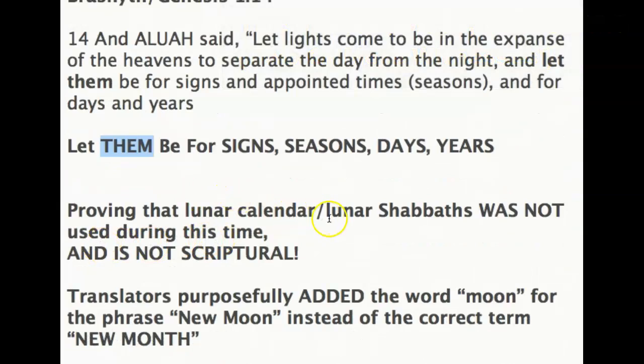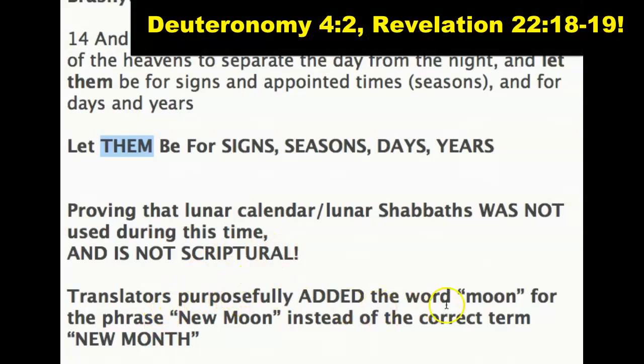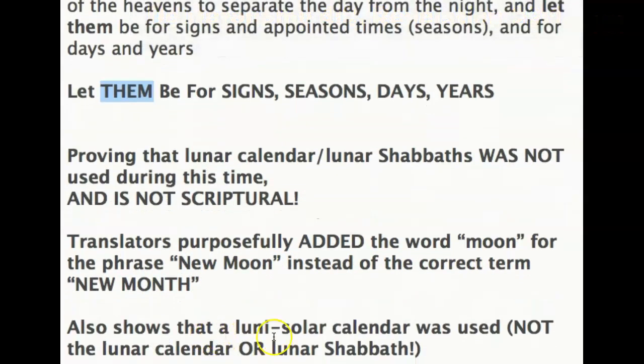So what does this mean? This proves that the lunar calendar and lunar Shabbats were not used during this time and are not scriptural, as we've just proven with the accounts in Hadassah, Esther, the account in Revelation, the flood account, and that the translators purposefully added the word moon for the phrase new moon instead of the correct term, new month. And it also shows that a lunar solar calendar was used, not the lunar calendar or the lunar Shabbat. And we'll be talking more about that and how to determine when the month actually begins.